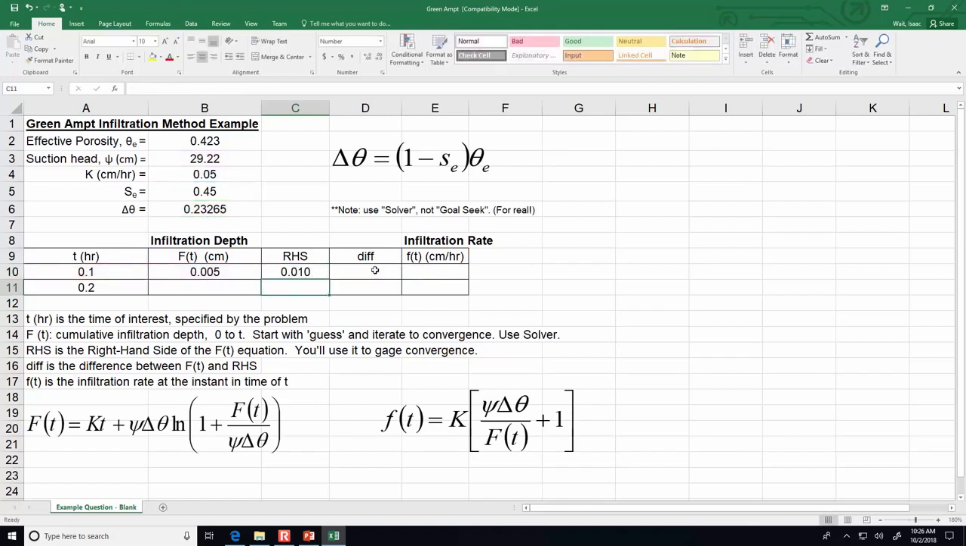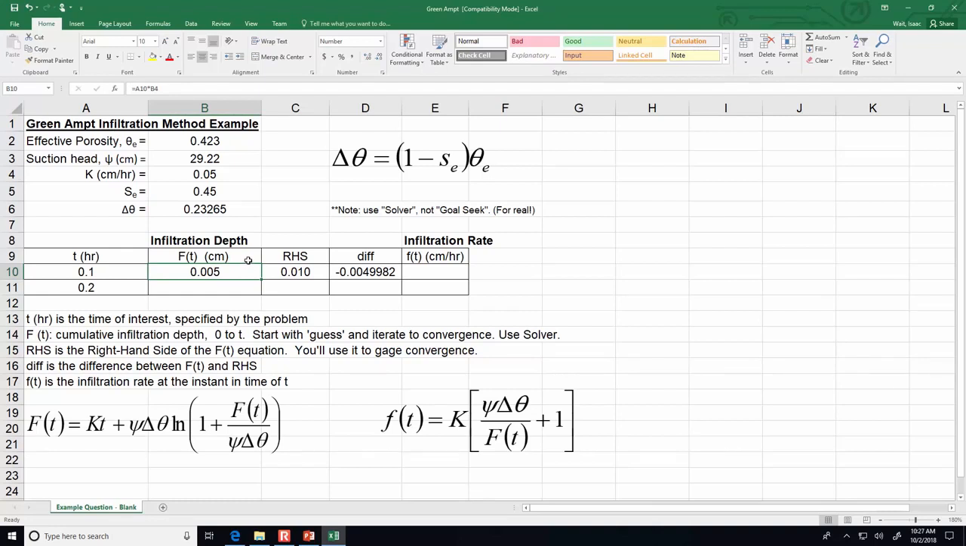Okay, now this column is the difference between the two. So the one on the left minus the one on the right, or vice versa, it doesn't matter. But the reason why it's useful to have this difference column is our objective is going to be to minimize the difference by changing this guess value of the infiltration depth. Now, you notice this note here that in some cases goal-seek may not be good enough. The reason is that we're working with small numbers, and goal-seek sometimes quits when convergence is just kind of most of the way there.